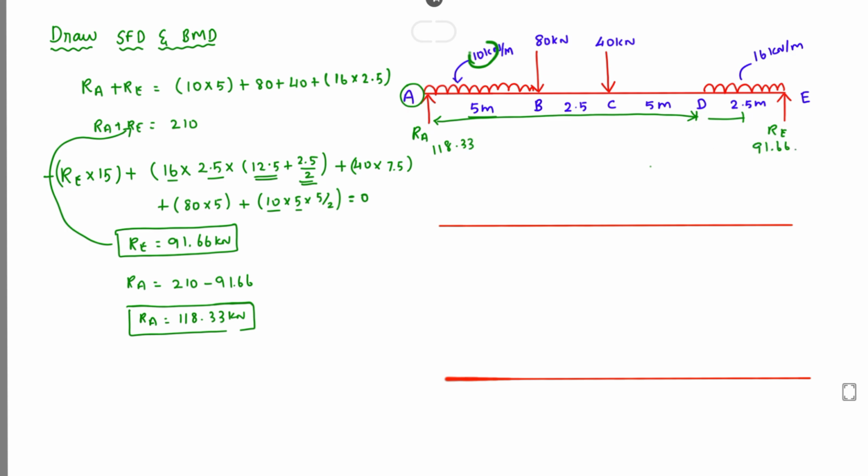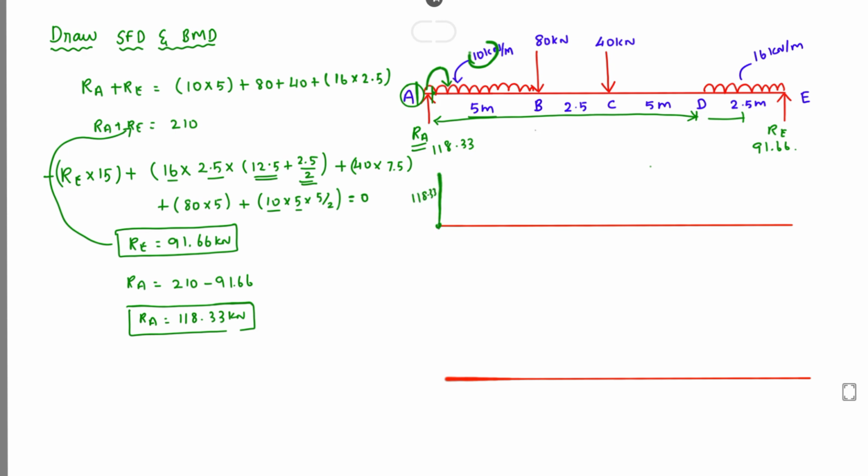Now we can easily find the shear force diagram. Let us take A at the left side. At the left side of A there is no force, so we take it as 0. Next, we take A at the right side. On the right side we have the RA value, a point load acting as a clockwise force, so we take positive 118.33.